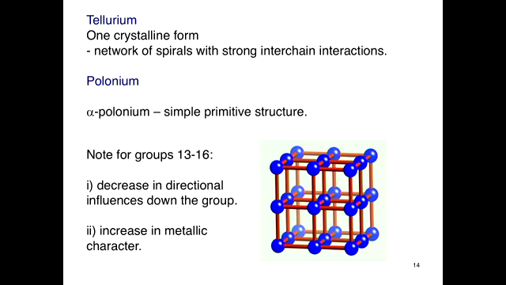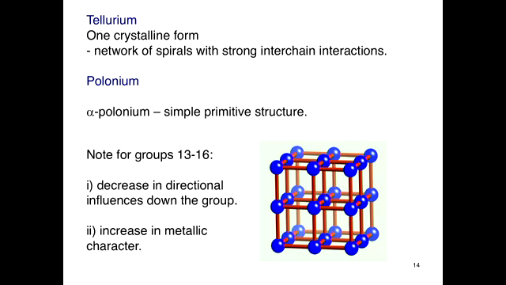So selenium and tellurium, we don't normally consider them to be metals. Tellurium is a network of spirals with strong interchain interactions. If we go down to the last member of that group, polonium, this is the closest thing to a metal in that group. It's got this simple primitive cubic structure. So it doesn't really have that metal type structure that we normally see, face-centered cubic, cubic close packed, or body-centered cubic. This is just a simple cubic arrangement there.